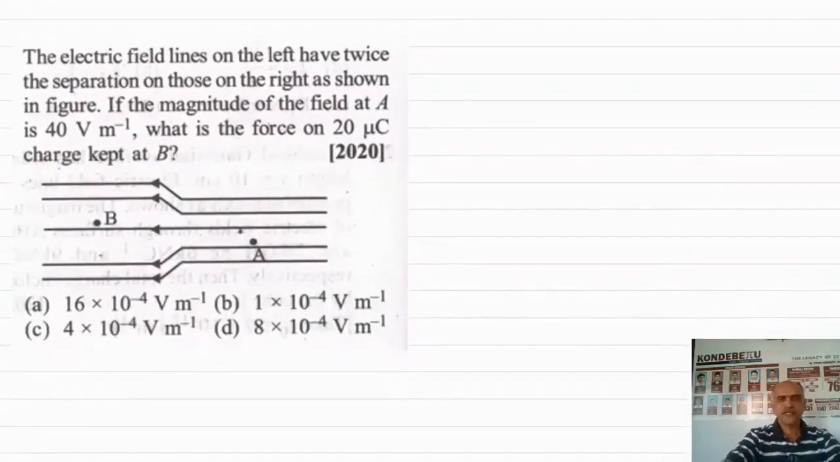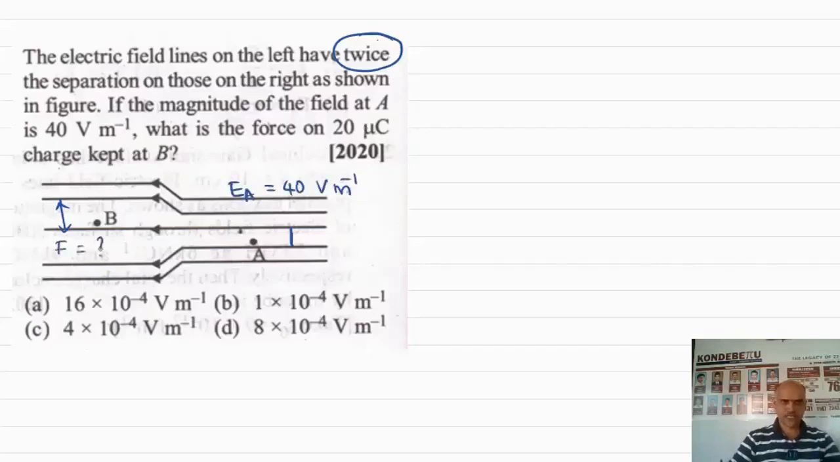Next, the electric field lines on the left have twice the separation of those on the right, as shown in the figure. So here the separation at A is some value, and here it is double, and here it is double. If the electric field at A is 40 volt per meter, you are required to find the force at point B on 20 microcoulomb.